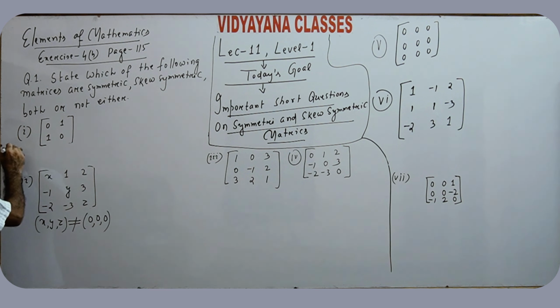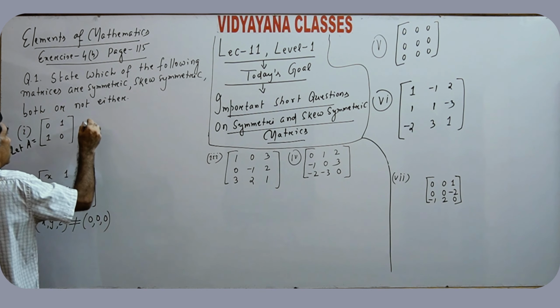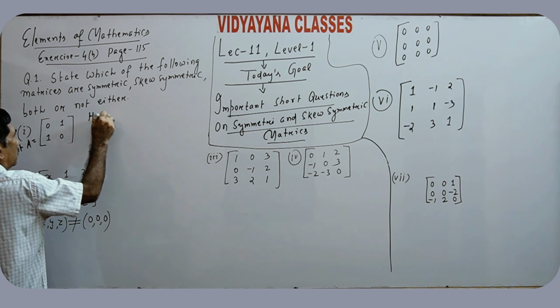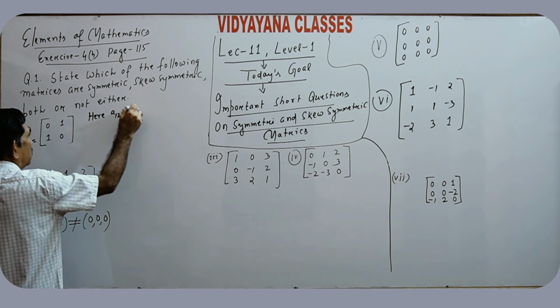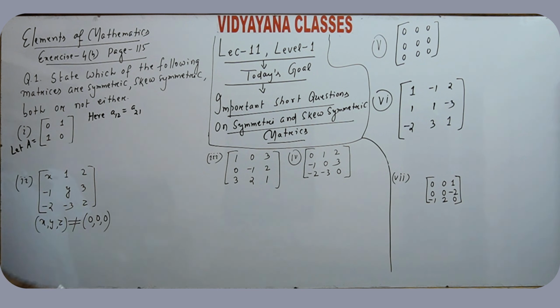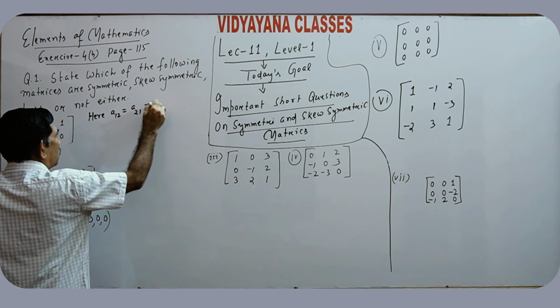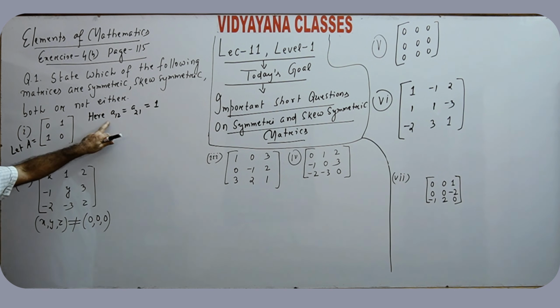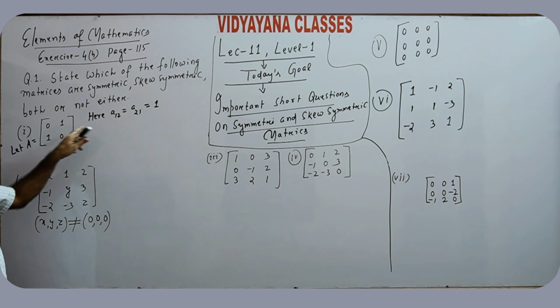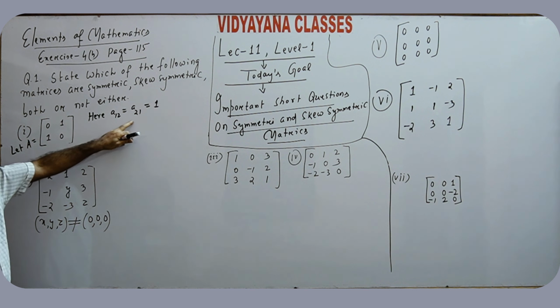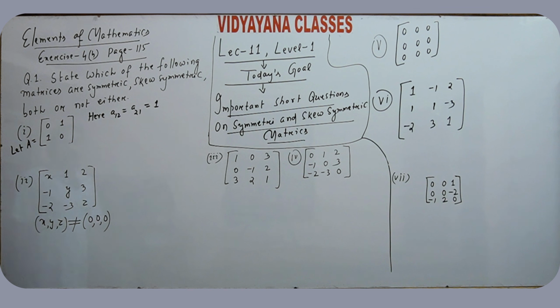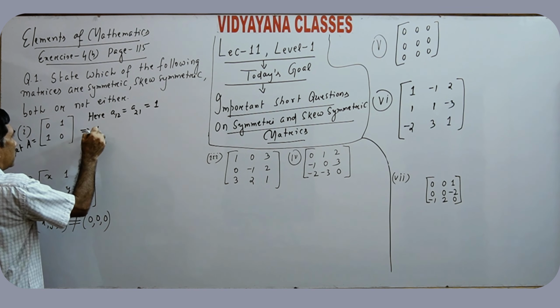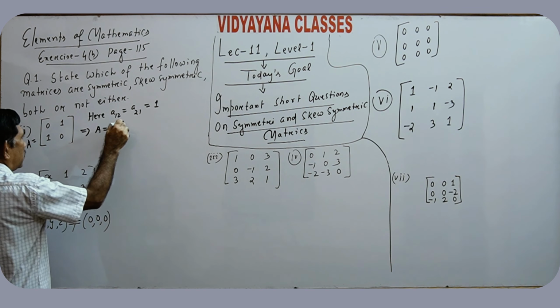Let capital A be the given matrix. Here A12 is equal to A21, which is equal to 1. A12 means the element of first row, second column is 1. A21 means the element of second row, first column. This implies A is equal to A transpose.